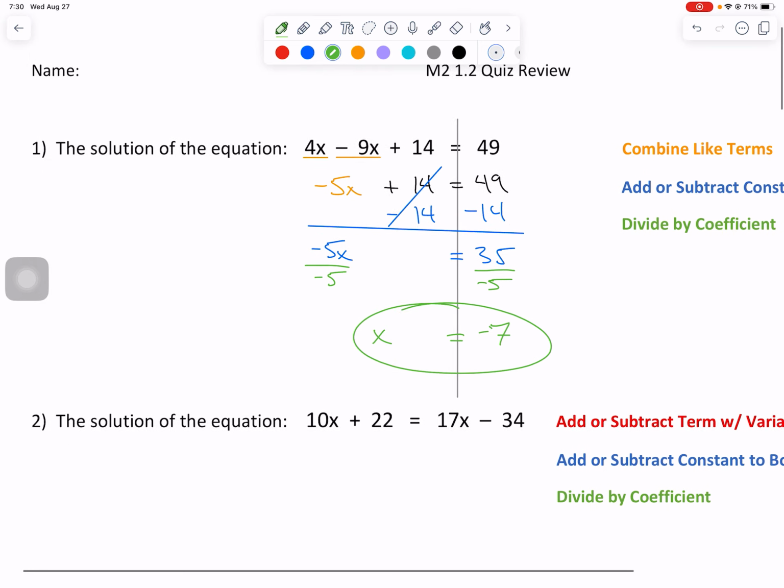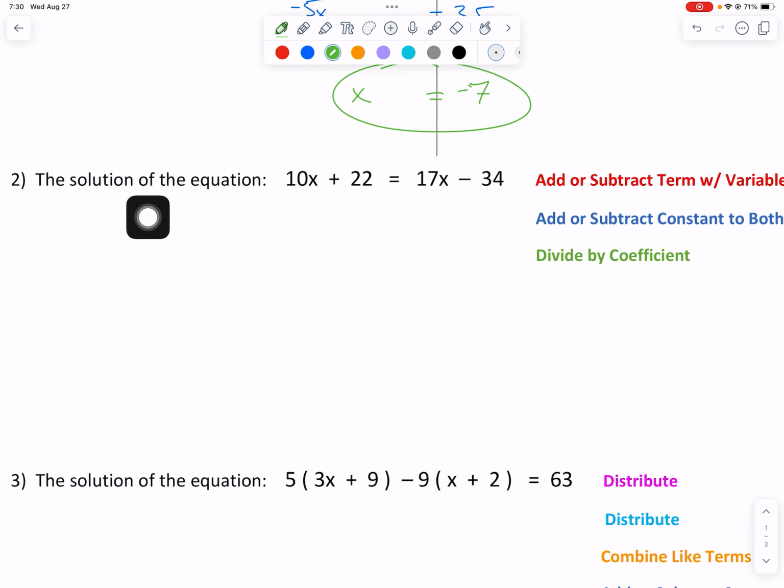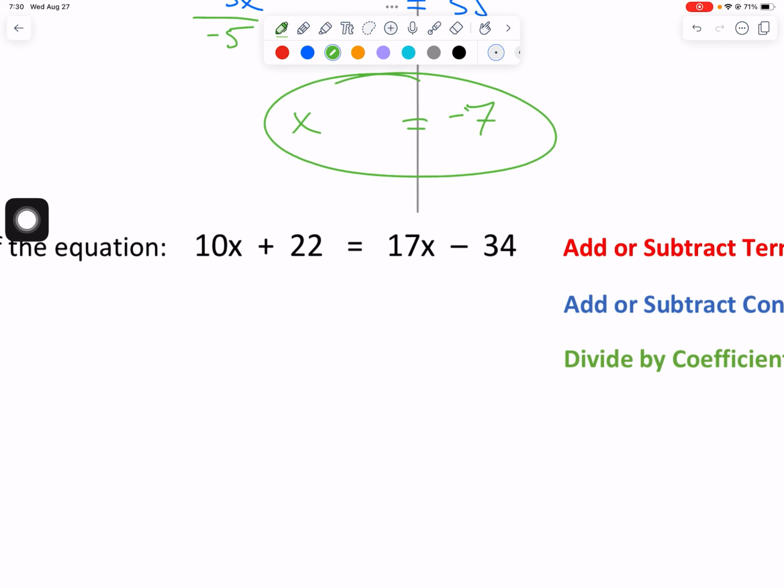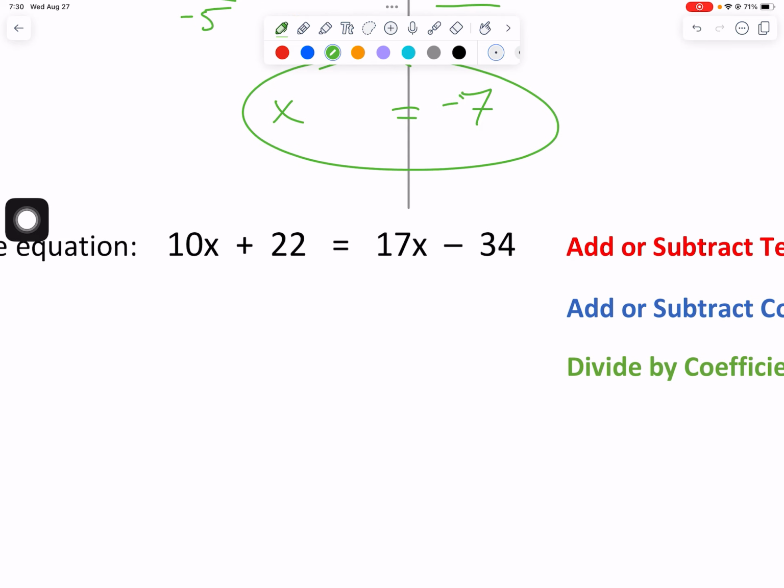Circle thy answer. And number 2, the solution of the equation 10x plus 22 equals 17x minus 34. Again, I have color-coded our steps. Add or subtract the term with a variable to both sides. It does not matter if you start with the term with the variable or the constant, and it does not matter if you work left to right.